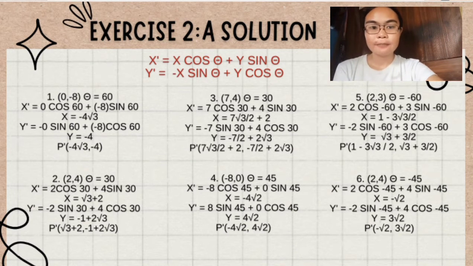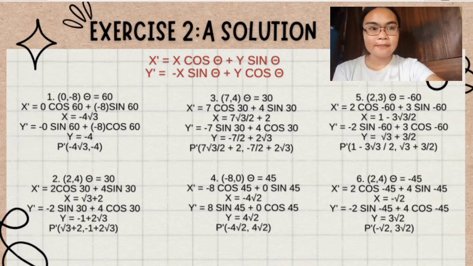And for our number 4, our given p is negative 8 and 0, and our theta is 45. So x dash is equals to negative 8 cos 45 plus 0 sin 45. So our x is equals to negative 4 square root of 2. And y dash is equals to 8 sin 45 plus 0 cos 45. So our y is equals to 4 square root of 2. So our p dash is negative 4 square root of 2 and 4 square root of 2.